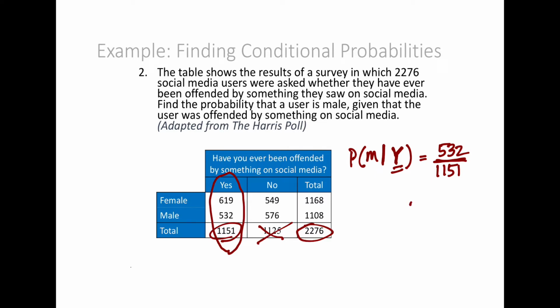As a rule as well, we're going to round this to about 4 decimal places. So for reporting it, we want to get pretty specific, and we'll take it out to 4 decimal places. In this case, 0.4622 or 46.22%.